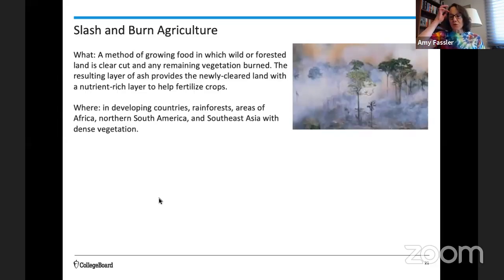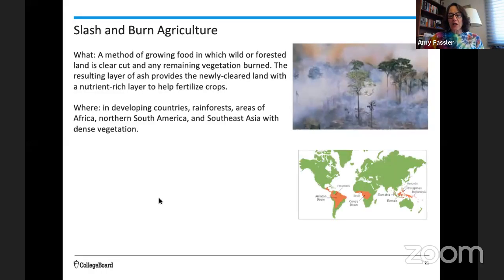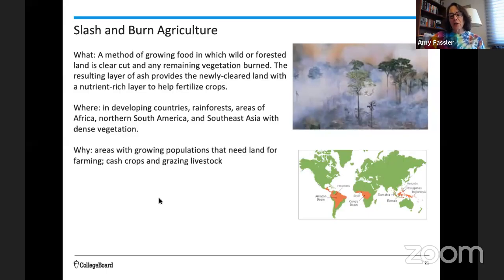It happens mostly in developing countries, in rainforested areas of Africa, Northern South America, and parts of Asia. This map in particular indicates areas that have been slashed and burned for palm oil plantations. That would be an example of a cash crop, and why slash and burn agriculture is posing such an unsustainable threat. It might be to grow cash crops.